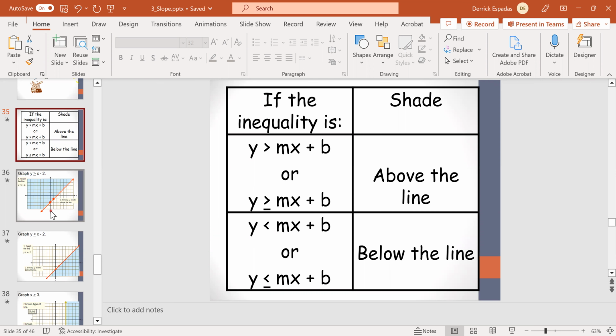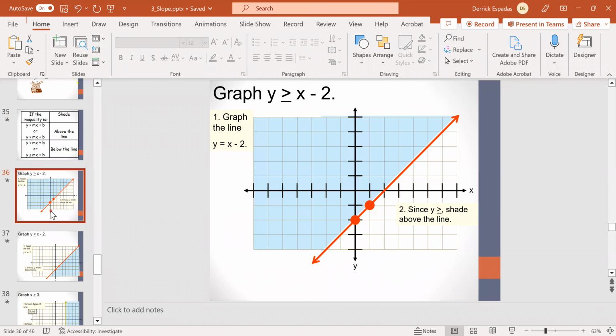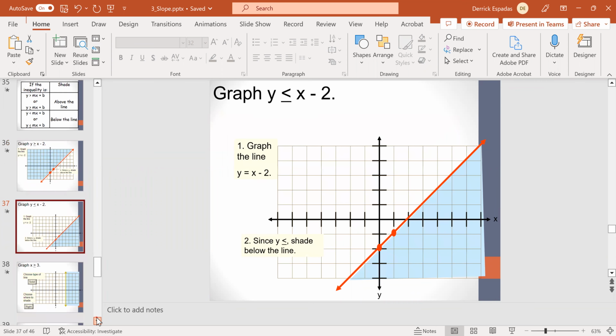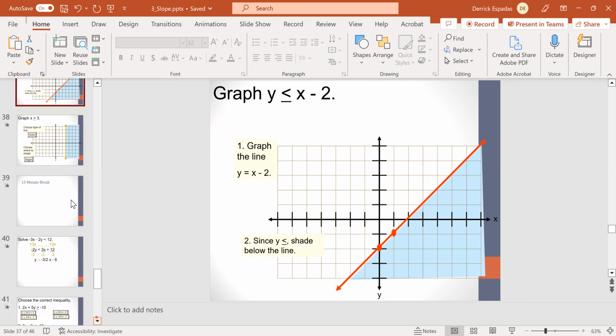So we're shading the regions, and this is what shading the region looks like. So in the graph, y is greater than or equal to x minus 2, we're going to shade above because this is where the answers are included. If it's less than, we're going to shade below because that's where the answer is included. So greater than above, less than below.